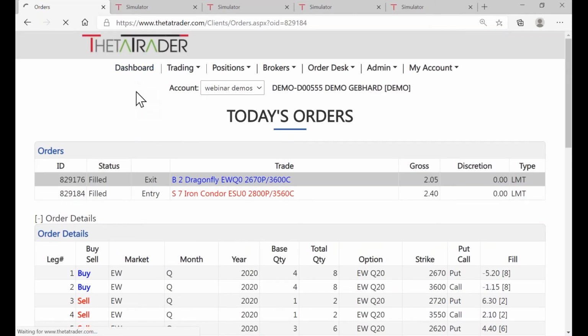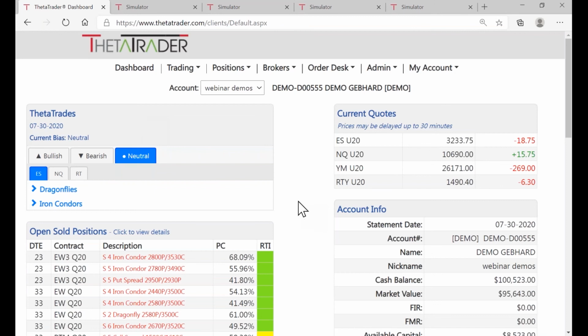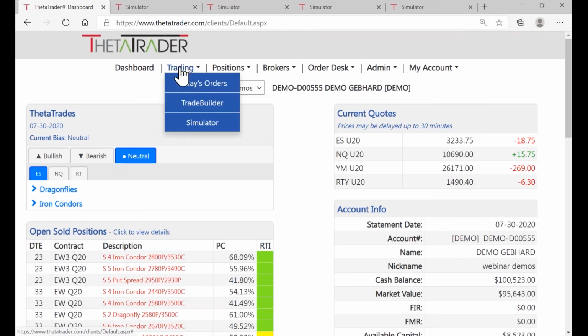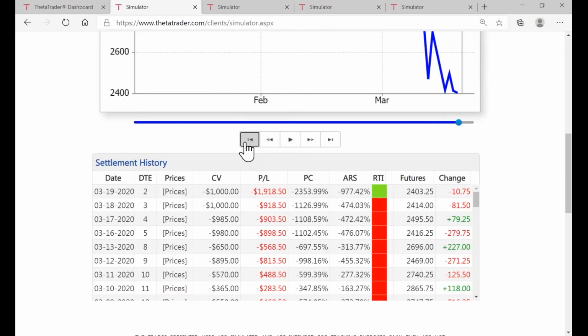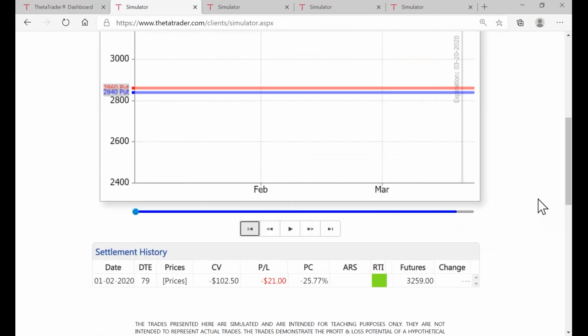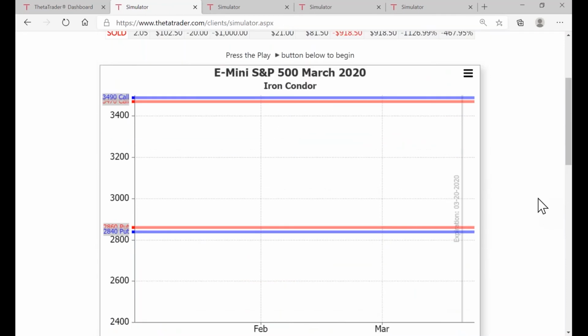Now, the next strategy I want to cover is the dragonfly. And before I do that, the best thing to do is look at a simulation. So we can go back testing and backwards in time and simulate trade history. And I've loaded some to save some time. And I'm going to compare the condor to the dragonfly. So let's go ahead and do this here.